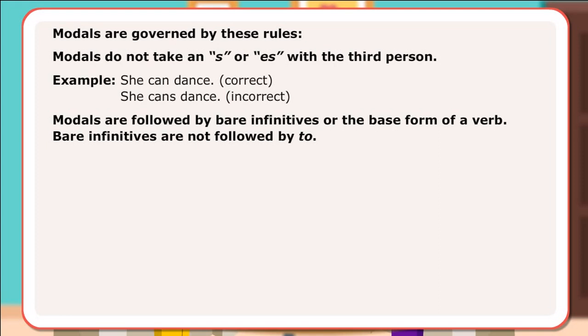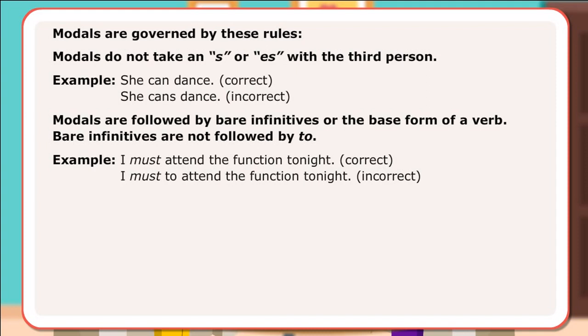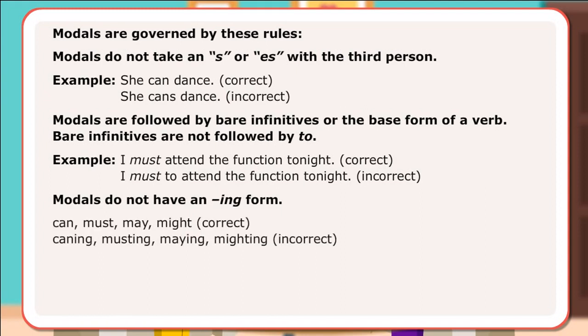Bare infinitives are not followed by to. Example: I must attend the function tonight. Correct. I must to attend the function tonight. Incorrect. Modals do not have an ing form. Can, must, may, might. Correct. Canning, musting, maying, mighting. Incorrect.